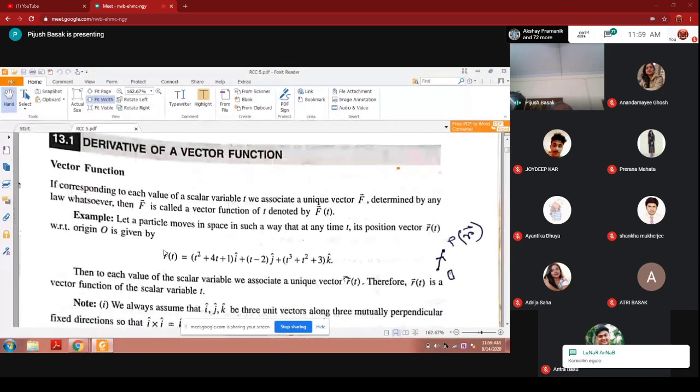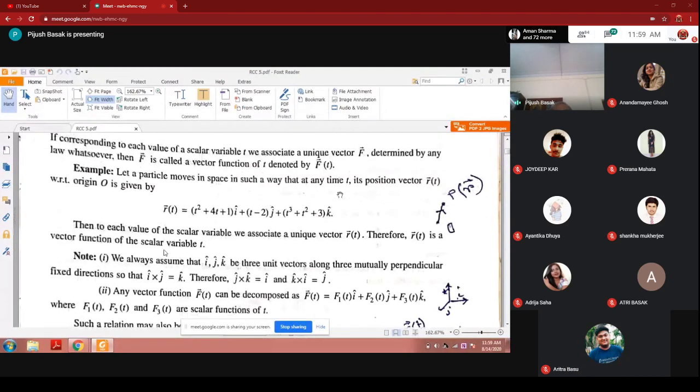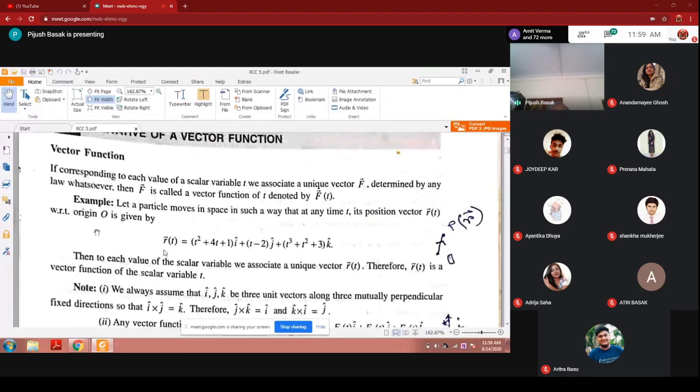This diagram will indicate to you. i, j, k are all unit vectors in the direction of x, y, and z. So a vector quantity is just expressed in terms of i, j, k. That much you know, I think. So the position vector of the point, O is the origin and P is the point where it is moving, P is the position vector of this.